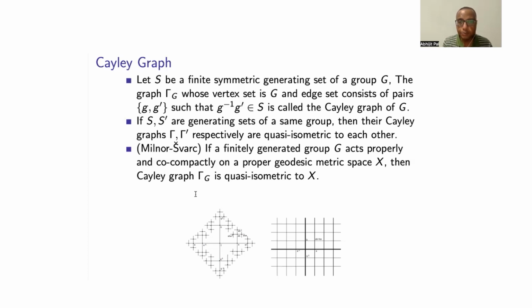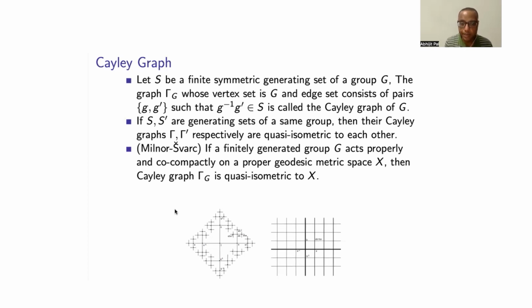Now, corresponding to a finitely generated group, we can have two generating sets. Suppose S and S' are two generating sets of the same group. Then we can prove that the Cayley graphs Gamma and Gamma' are quasi-isometric to each other. There is a well-celebrated result due to Milnor and Svarc. Take a finitely generated group G, and suppose it acts properly and co-compactly on a proper geodesic metric space X. Then one can prove that the Cayley graph of G is quasi-isometric to X.